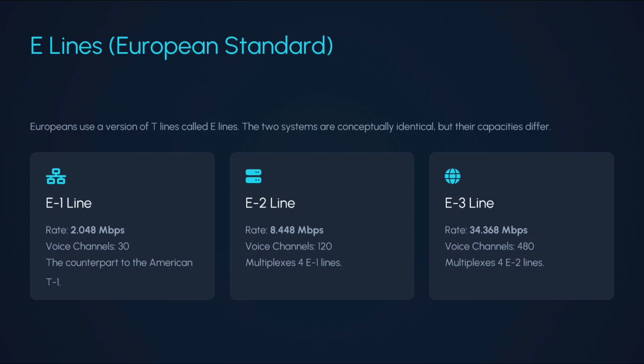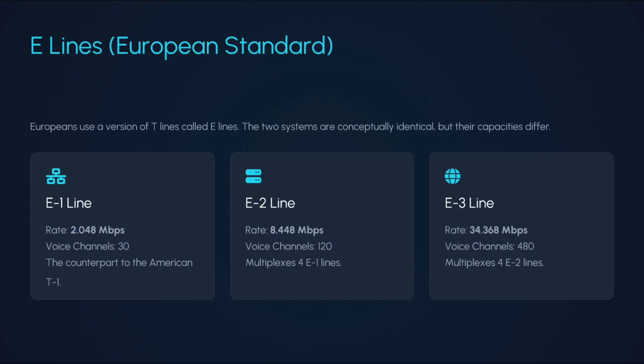E-line. European countries use a similar system called E-lines. This concept is the same as T-lines, but the capacities are different. For E1, the data rate is 2.048 Mbps with 30 voice channels. It is equivalent to the American T1 line.